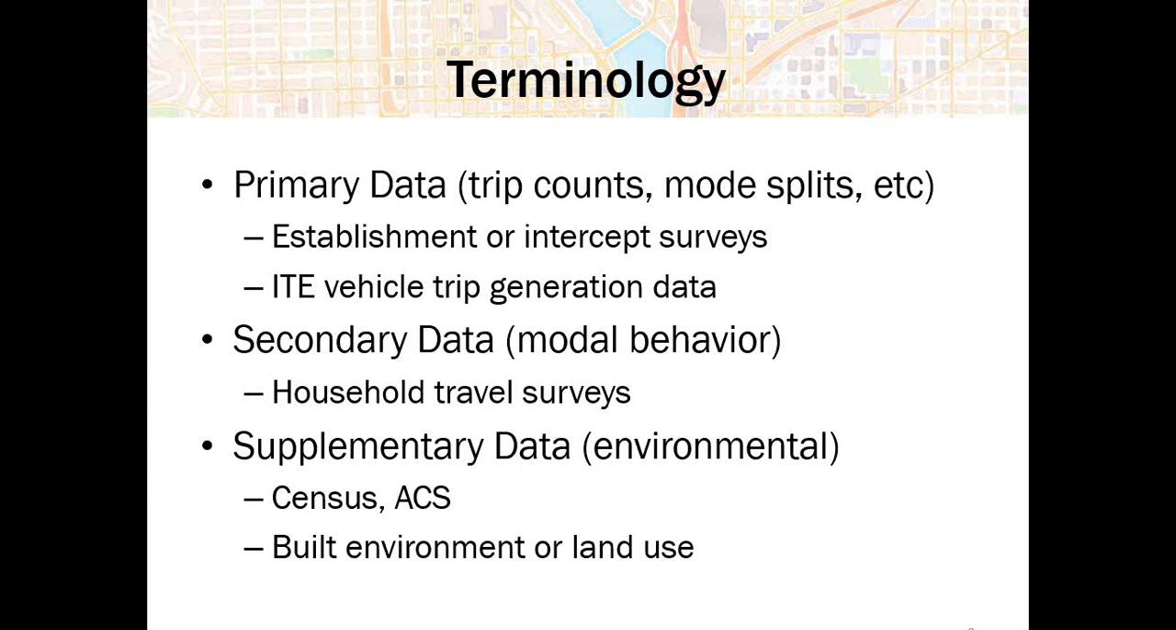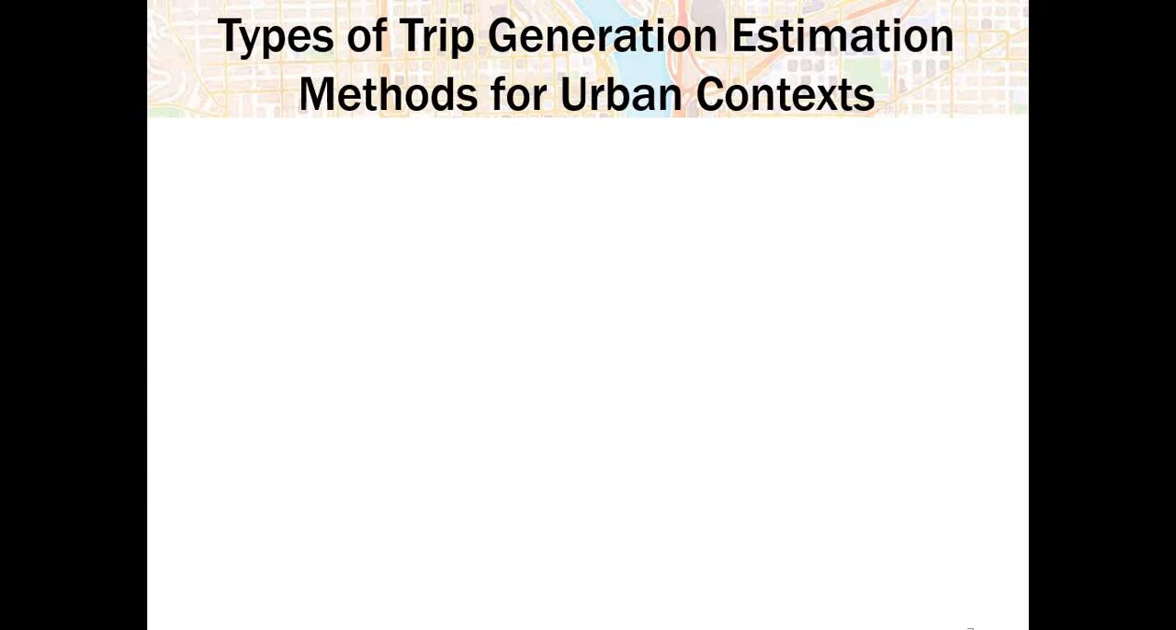Surrounding area, the diversity of land uses, the design of the physical environment. Lastly, before I begin going through the methods, I also want to talk about the 3 different tiers or types of methods that are available for use to estimate multimodal or urban context-sensitive trip generation rates.